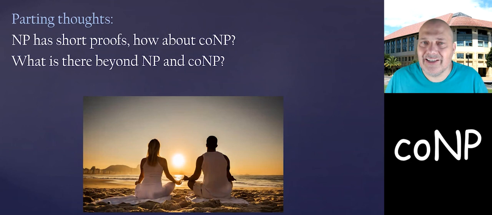So to complete this discussion, NP has short proofs. We defined co-NP, that a priori does not look like it has short proofs. And indeed, if co-NP had short proofs that are easy to verify, then we'd have that NP is equal to co-NP, which we don't expect to be true. But I will discuss a different kind of proofs that do apply to co-NP and even way beyond. And what we'll discuss in the next two videos is what exists beyond NP and co-NP.